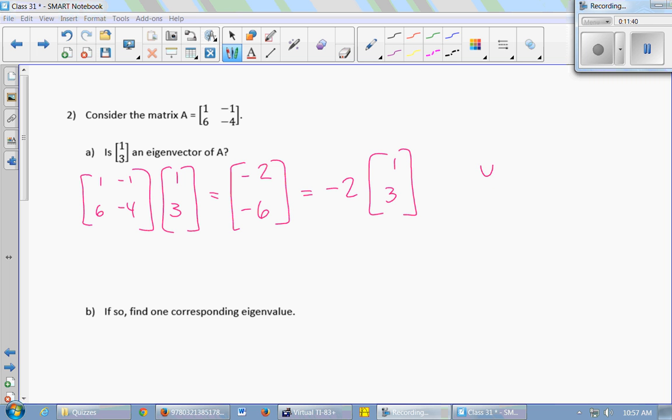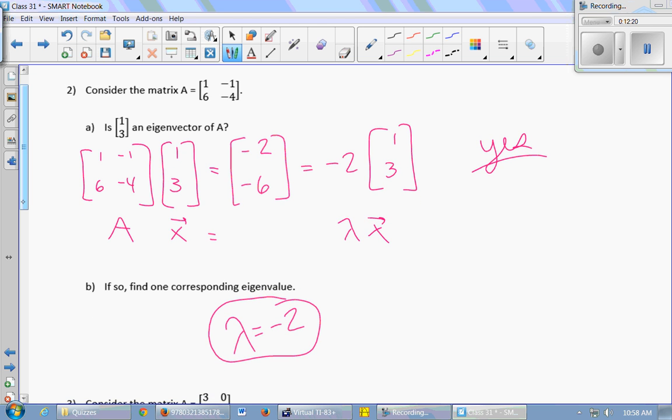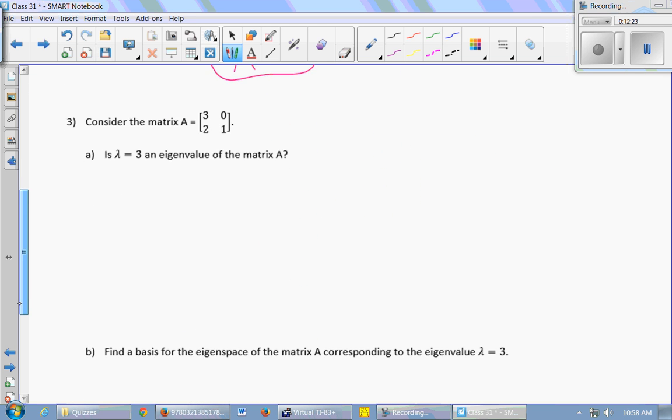So my answer is yes. It is an eigenvector. And what is the corresponding eigenvalue? -2. The scalar multiple is the eigenvalue. So this is the Ax equals lambda x. Okay. So we've satisfied the definition of an eigenvector. Is that okay?